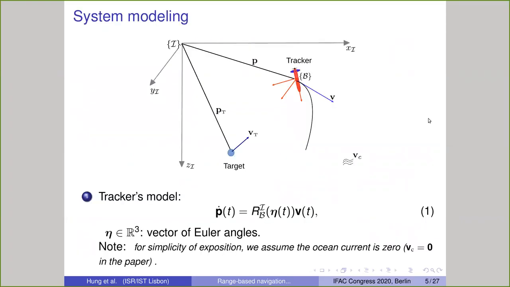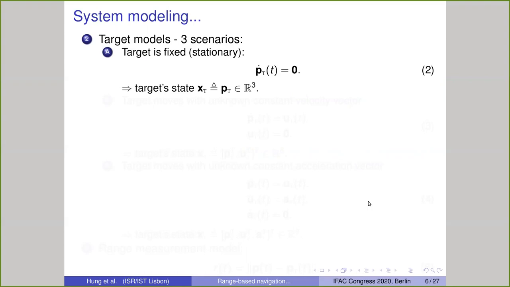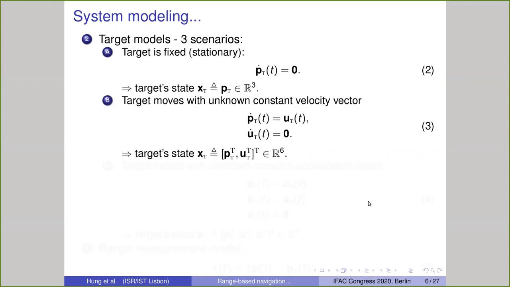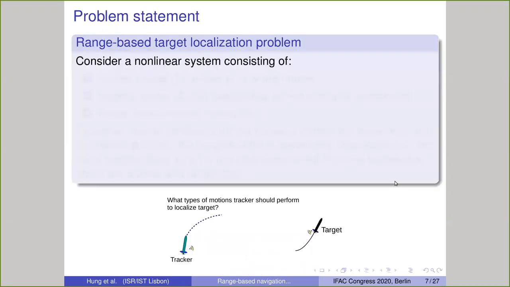So let's see how we formulate the problem. Consider the tracker moving in 3D with a kinematic model described by equation one, in charge of localizing a moving target. For simplicity, we assume that the ocean current is zero. And we consider three cases of target: the target either is fixed, or moving with an unknown velocity vector, or an unknown constant acceleration vector. We assume that the tracker has a sensor to measure the range from the tracker to the target. So the range-based target localization problem is defined as follows.